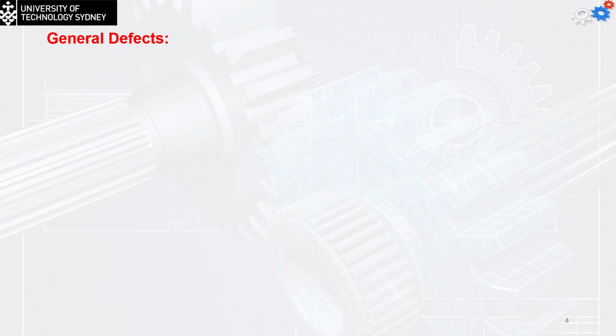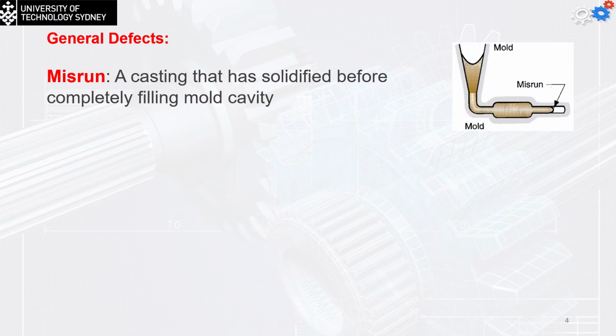The general defects are, first, the misrun. From the name, it means it is missing the opportunity to run all the way to the end of the cavity. So it's a casting that has solidified before completely filling the mold cavity. One of the main reasons for this is that the metal didn't reach the proper pouring temperature.